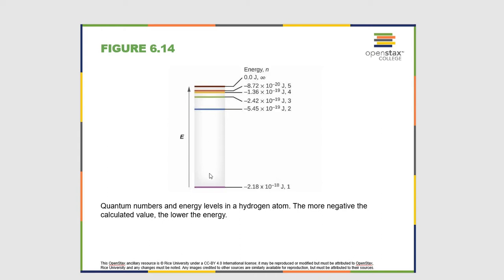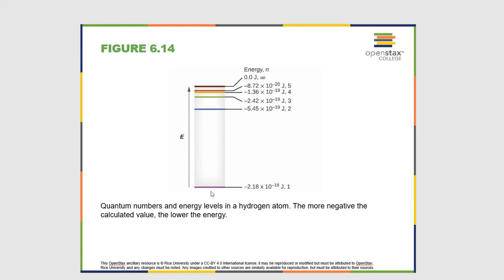Remember the photoelectric effect. If we add a photon with sufficient energy, said another way, with a low enough wavelength, the electron will be ejected past n equals infinity. And then it can go on to be attracted to the positive plate. So these things can absorb energy.